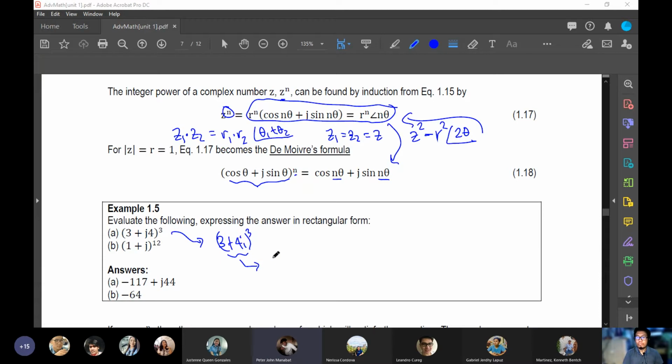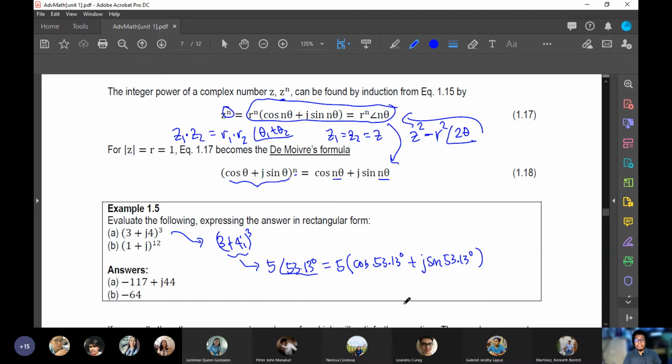5 angle 53.13 degrees. Or, in terms of cosine and sine, that should be 5 times (cosine of 53.13 degrees plus j sine of 53.13 degrees). Now, from there, let us apply De Moivre's formula.